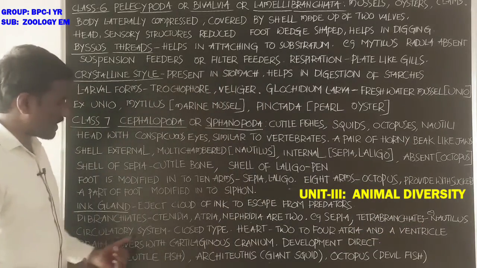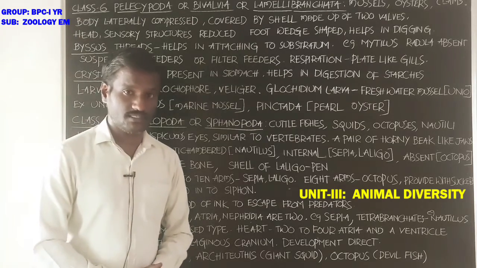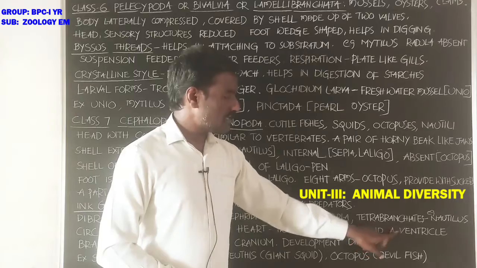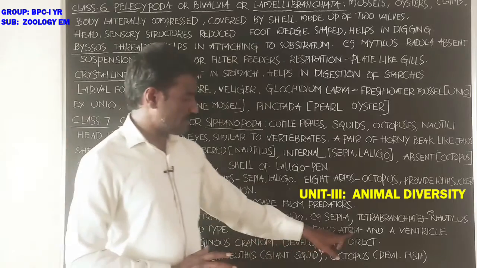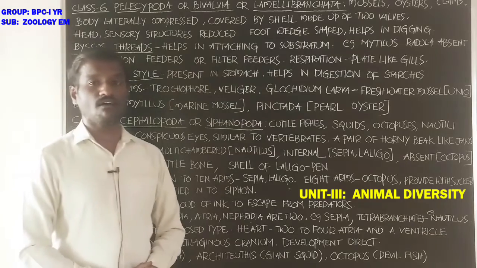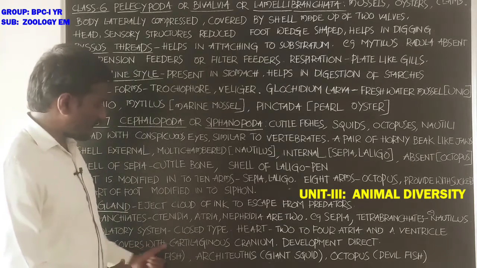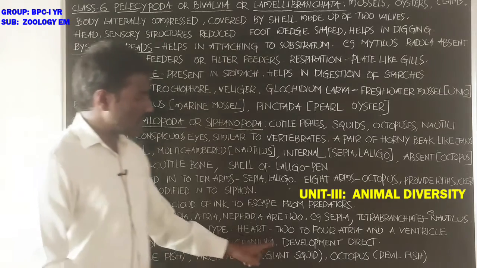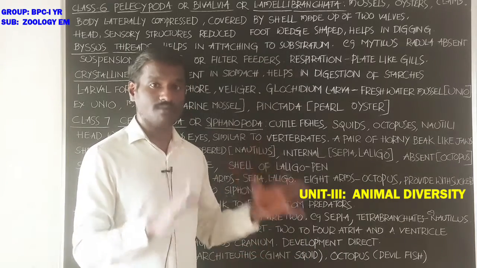Next, circulatory system is closed type, student. Heart shows 2 to 4 atrial chambers and a single ventricle. Next, brain is covered with a cartilaginous case-like arrangement, the cartilaginous cranium, also called brain case. Development is direct, that means larva stage is absent.